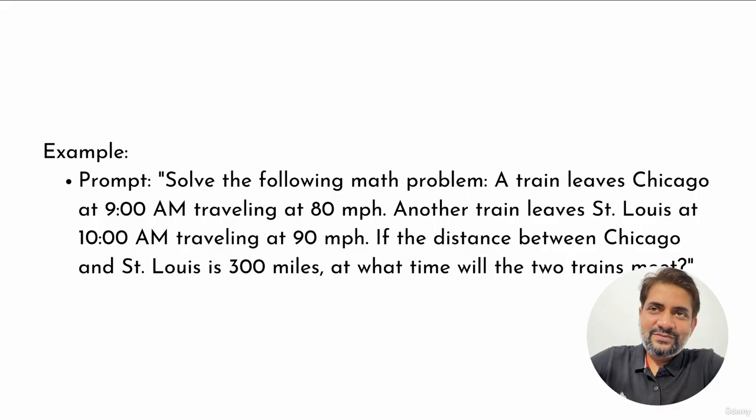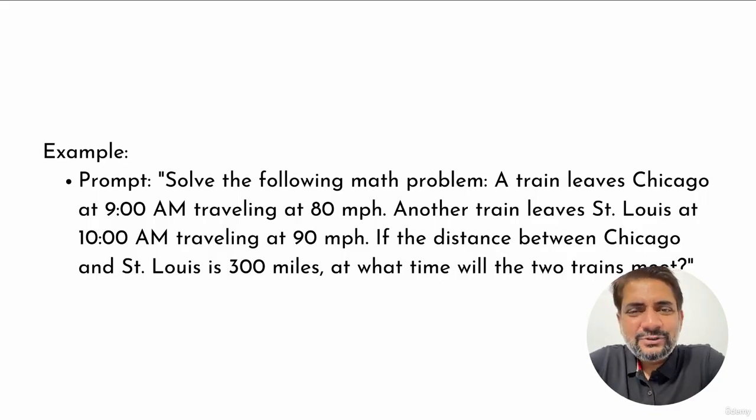So let's say, this is not the best example I would say, but let's say you want to solve the following math problem. A train leaves Chicago at 9 a.m. traveling at 80 miles per hour. Another train leaves St. Louis at 10 a.m. traveling at 90 miles per hour. If the distance between Chicago and St. Louis is 300 miles, at what time will the two trains meet?